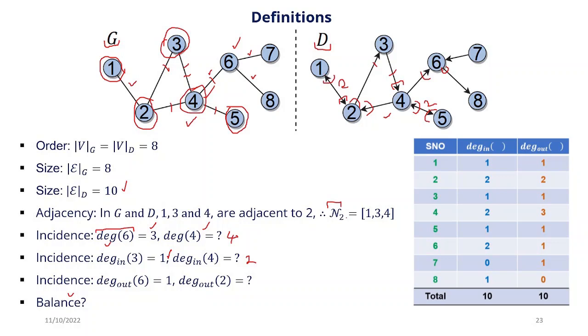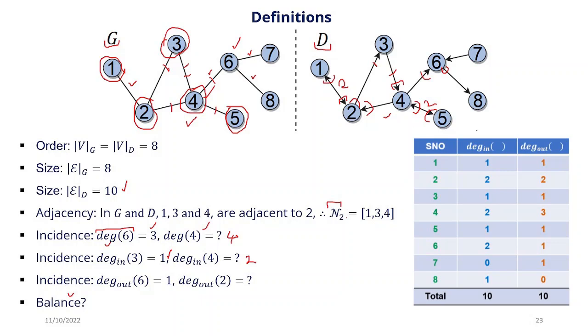The in degree of 1 is 1, the in degree of 2 is 2, the in degree of 3 is 1, the in degree of 4 is 2, the in degree of 5 is 1, the in degree of 6 is 2, the in degree of 7 is 0, the in degree of 8 is 1.